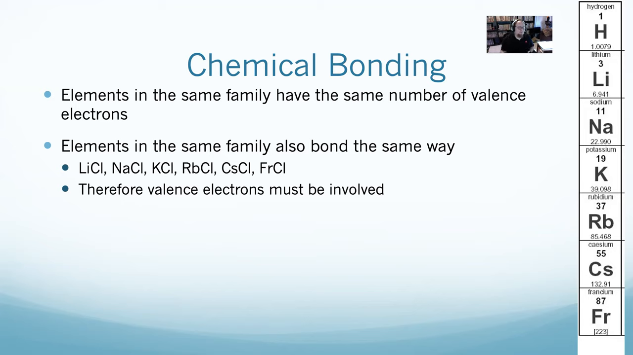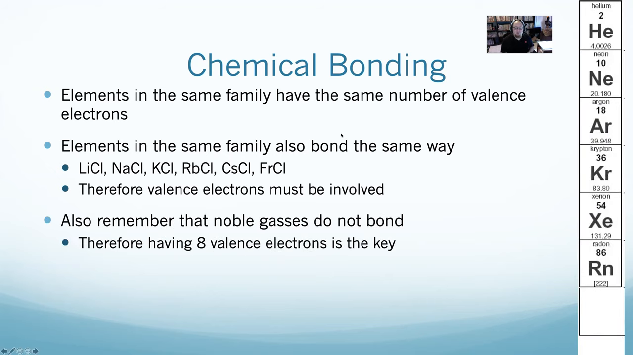Also, if you remember, I said before that noble gases do not respond. Helium, neon, argon, krypton, xenon, and radon. So they all have 8 valence electrons, except for helium, which has 2. Since they all have 8 valence electrons, except for helium with 2, that 8 must somehow be the key. And this leads us to what is called the octet rule.